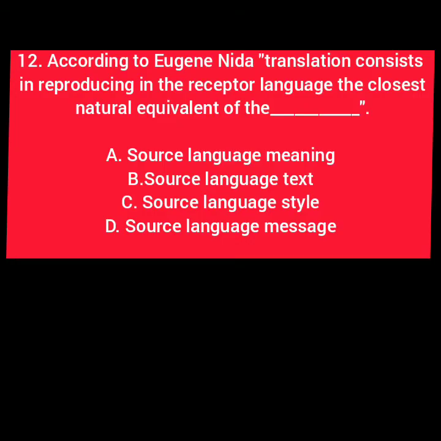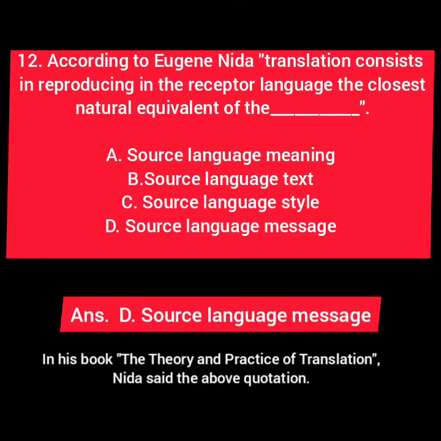After this, we have the question that, according to Eugene Nida, translation consists in reproducing in the receptor language the closest natural equivalent of the dash. Is it source language meaning? Is it source language text? Is it source language style? Or is it source language message? Among these four options, the right answer is option number D, source language message.